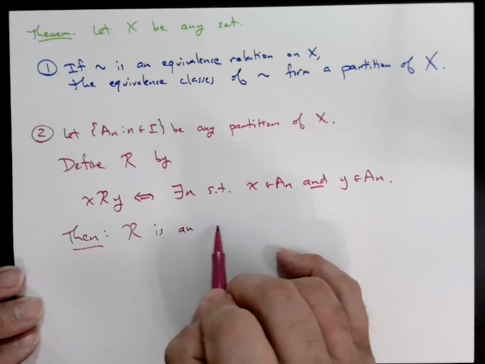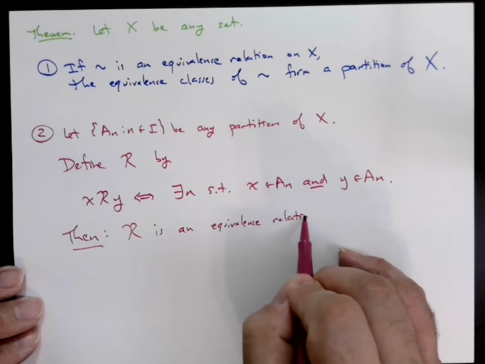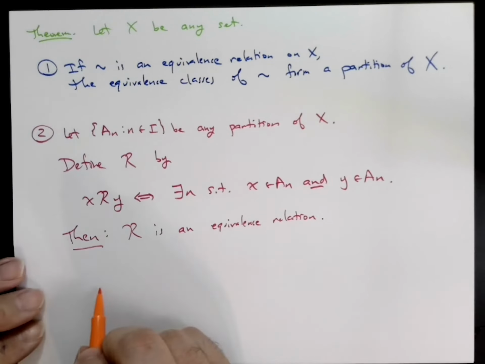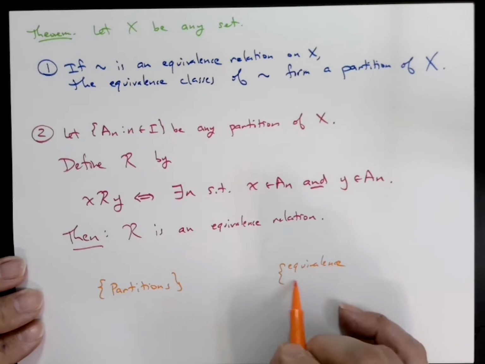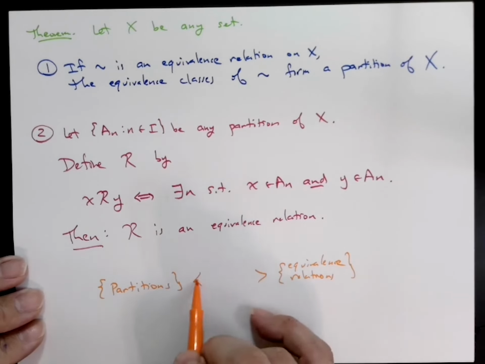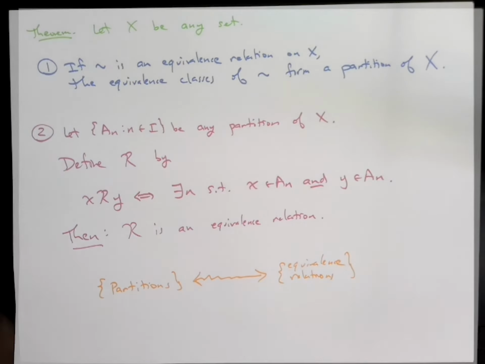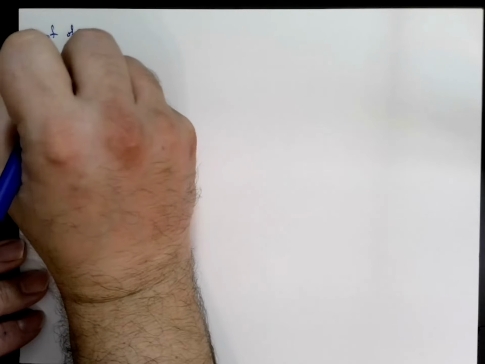Okay, and what we have to prove there is that we've defined a relation, but we have to show it's an equivalence relation. That's the content of the theorem. But you see, when we put these two together, we're really saying that there's this nice one-to-one correspondence between partitions on one hand and equivalence relations on the other. Okay, let's prove the first part of the theorem.